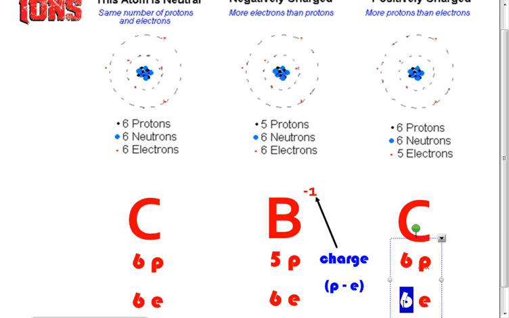And I wrote this wrong, didn't I? That was supposed to be a 5. I am sorry about that. That said 5 electrons right up here, as some of you realized. So this has 6 protons and 5 electrons. So then the overall charge would reflect the fact that I have more positives than negatives. So I have one more positive than negative. So that's a +1.